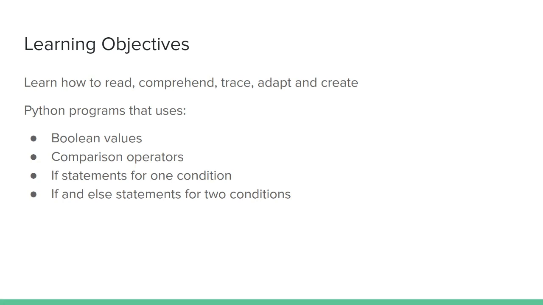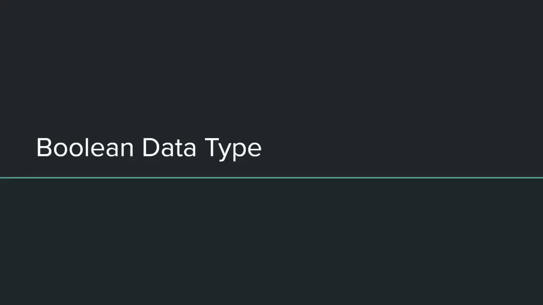I'm just going to run through the slides quickly, then we're going to jump onto Visual Studio Code. So, the Boolean data type, simply put, is true or false. Those are the two values in the Boolean data type. Something's either true or it's false. And so we use this to check a condition.